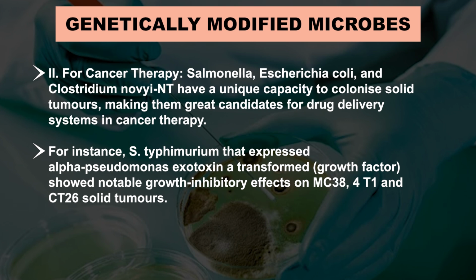For instance, S. typhimurium, meaning Salmonella species, that expresses alpha Pseudomonas exotoxin, a transformed growth vector, showed notable growth inhibitory effect on MC38, 4T1 and CT26 solid tumors, whereas PD1 siRNA and CpG ODN activated innate immunity and suppressed PD1 expression, which killed cancerous cells.